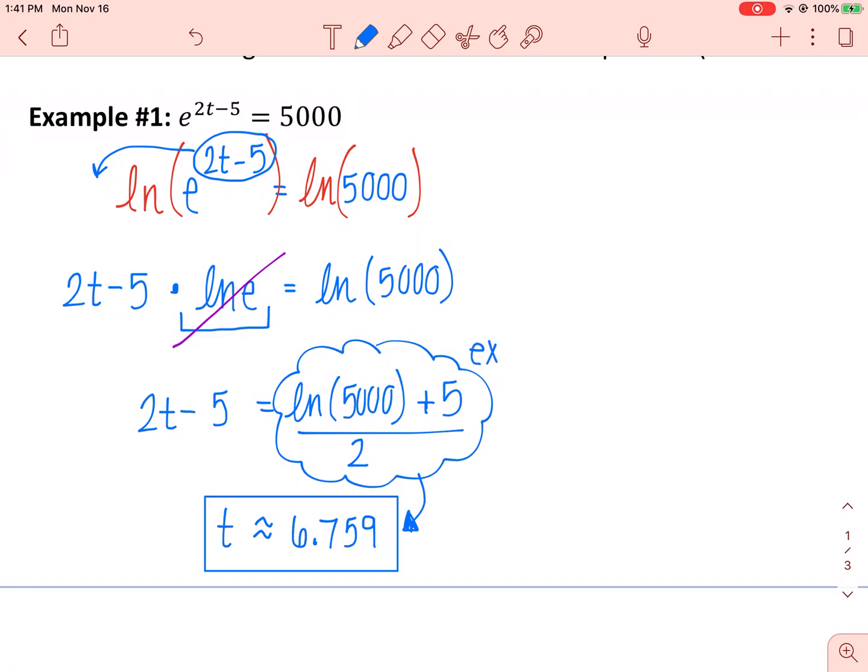This is exact, so if it just wants exact, go ahead, leave the ln in it. And this is the approximate, those decimals. Big thing is ln undoes the e. So that's why we take that and apply it to both sides.